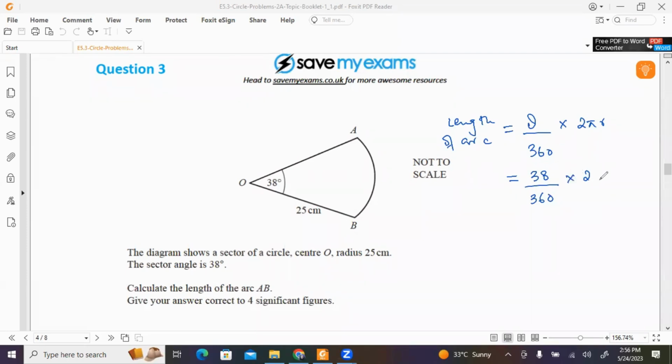Theta is 38 and pi and r is 25. So what we can do is plug these values into the calculator to find the final answer. It's going to be 38 over 360 times 2 times pi times 25, that is 16.58 centimeters, which is the length of the arc for this sector AB.